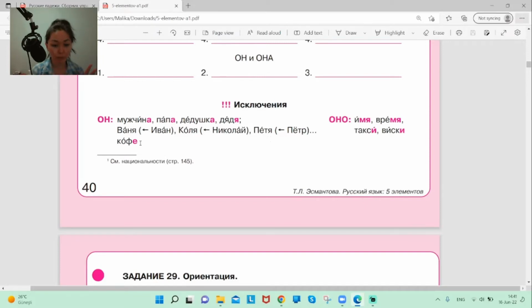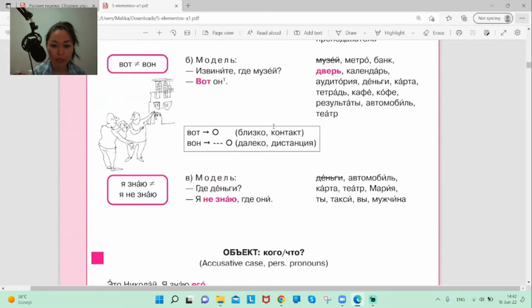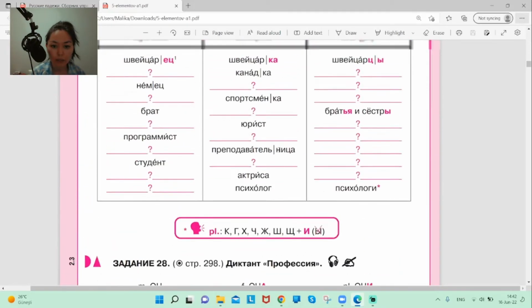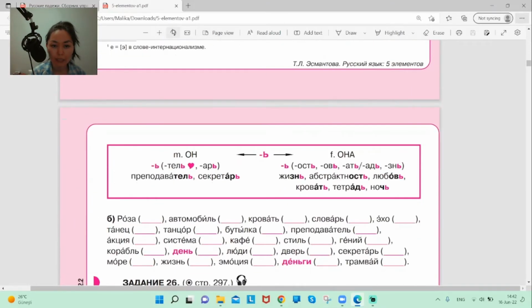And coffee. Actually, I think in the last 5 years, they decided that coffee can be either he or it. But as I was taught at school when I was a child, they were always telling us that coffee, even though it ends in е, is he. Это он. Кофе это он. Хорошо. Now, let's take a look at some words that end in a soft sign.